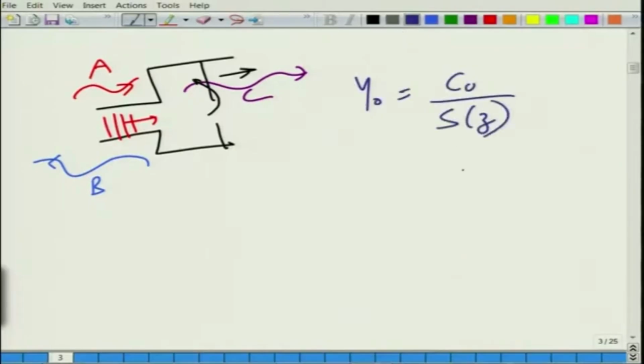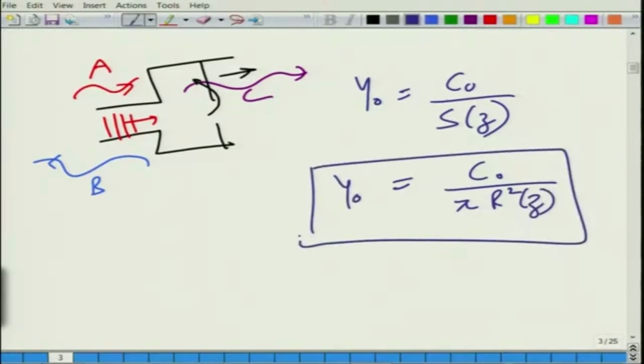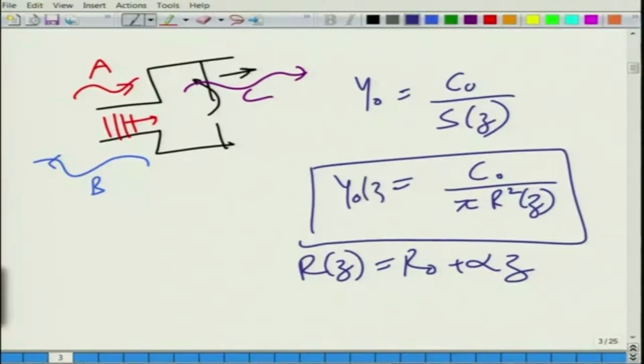Now, S is a function of diameter, or radius, which again is varying. So, it is C naught by pi r square. R is a function of z. It can be something like, if it is varying linearly, r(z) can be r naught plus alpha times z. So, alpha is a constant and z is the axial parameter. What it really means is that we are having a continuous change of impedance across the axial distance z.